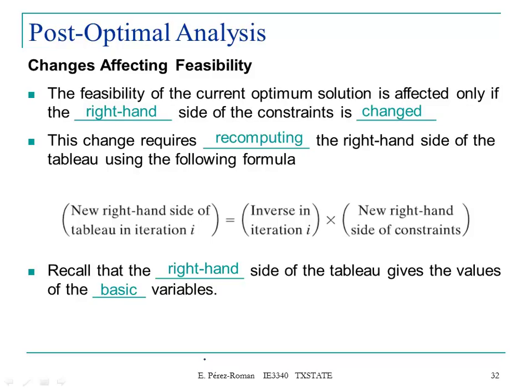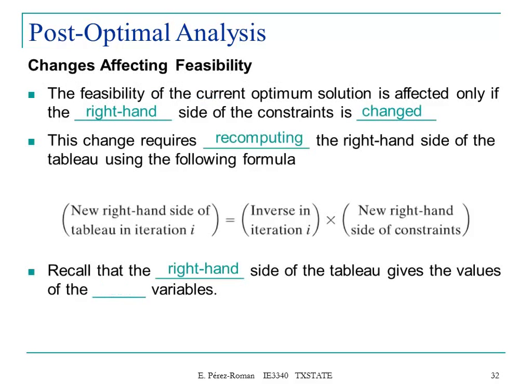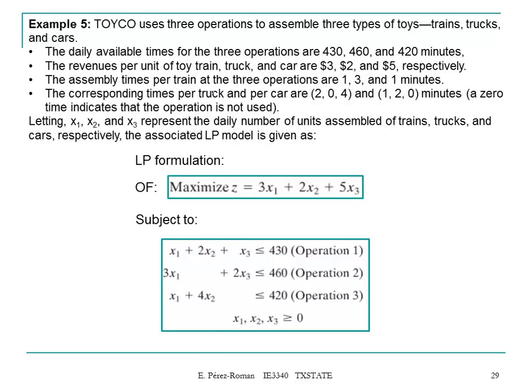Okay, so now let's look at two examples of changes that could affect the feasibility. Suppose that the company is increasing the daily capacity of operations 1, 2, and 3 to 600, 640, and 590 minutes. You want to know how that will affect your revenue. So let me go back to the problem here. Maybe it'd be good to have this formulation here. Maybe I can copy and paste that.